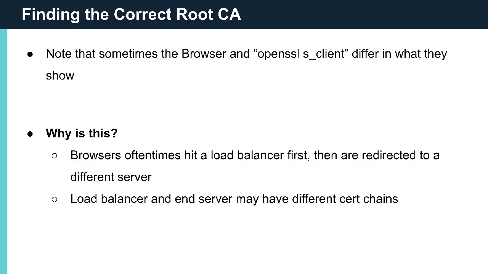Now, sometimes when you do those two steps, they vary and you see different root CAs. Sometimes that's a little confusing. Sometimes this happens because the command line OpenSSL application can hit a load balancer and not get redirected to the end server, whereas your web browser follows the load balancer's request and gets redirected to a different end server. And sometimes those have different certificate chains loaded on them.